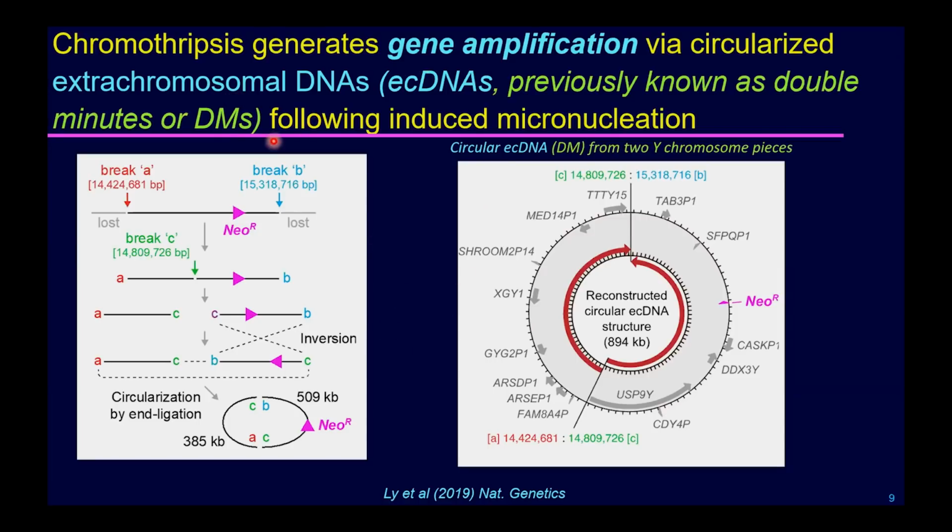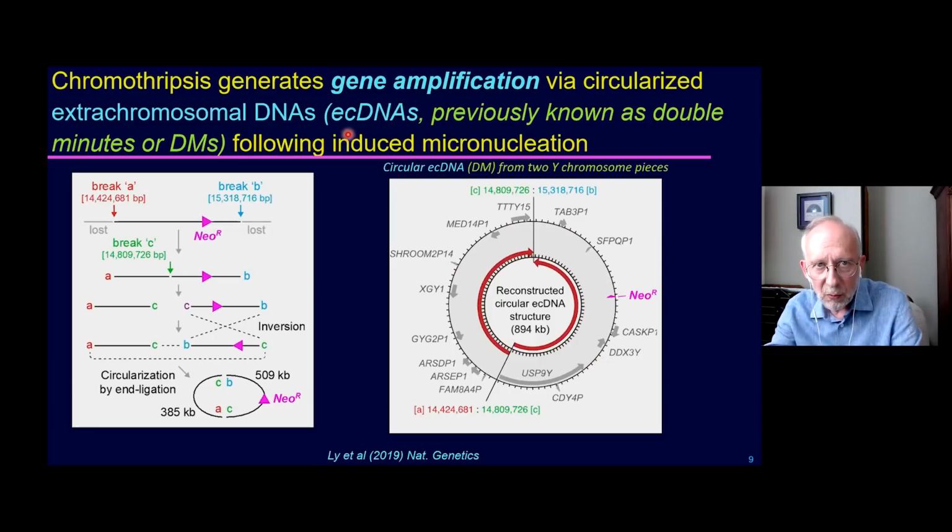The original discovery of this kind of circular DNA came from Bob Schimke and Fred Alt in 1978, and they called it a double minute because after DNA replication, it looks like two little dots. I'll show you that in a moment. It's been renamed by our former colleague, Paul Mischel, as extrachromosomal DNA, probably a better name.